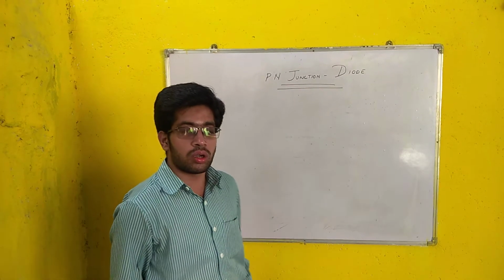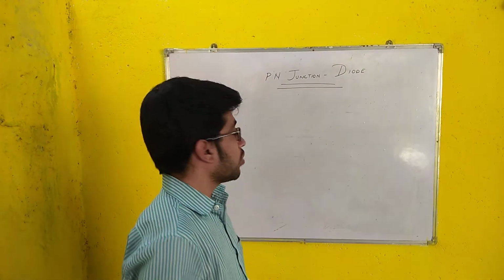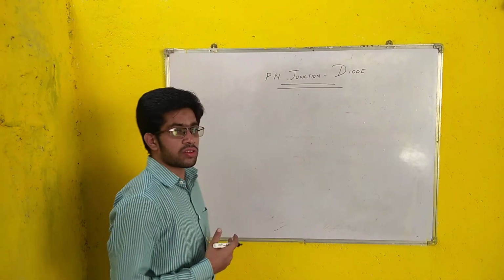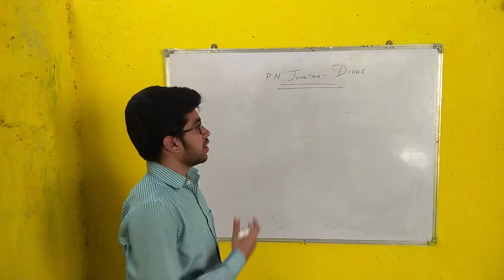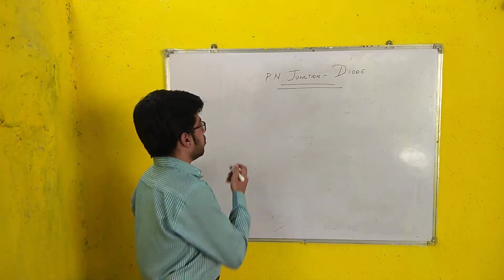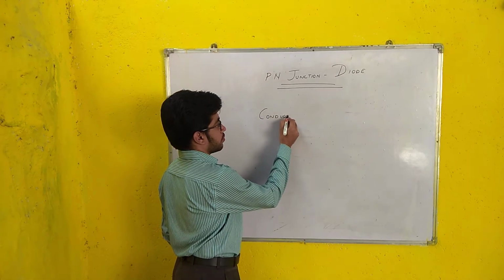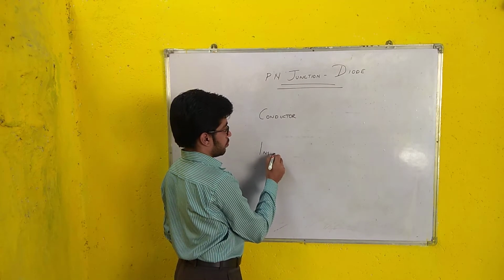Today we'll be talking about the PN junction, which is also referred to as a diode. Before starting on what a PN junction is, we'll go through some basics of semiconductor physics. Then we'll move towards the PN junction, which is nothing but a diode. So basically, first we'll study what a conductor is, what an insulator is.